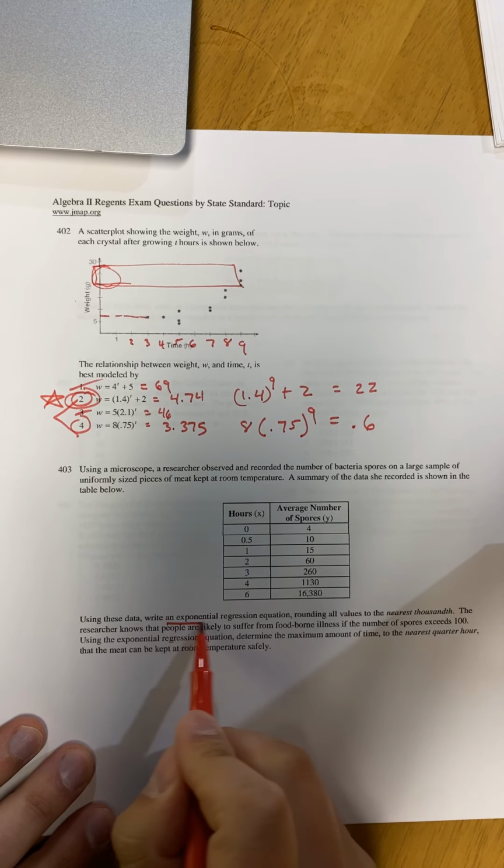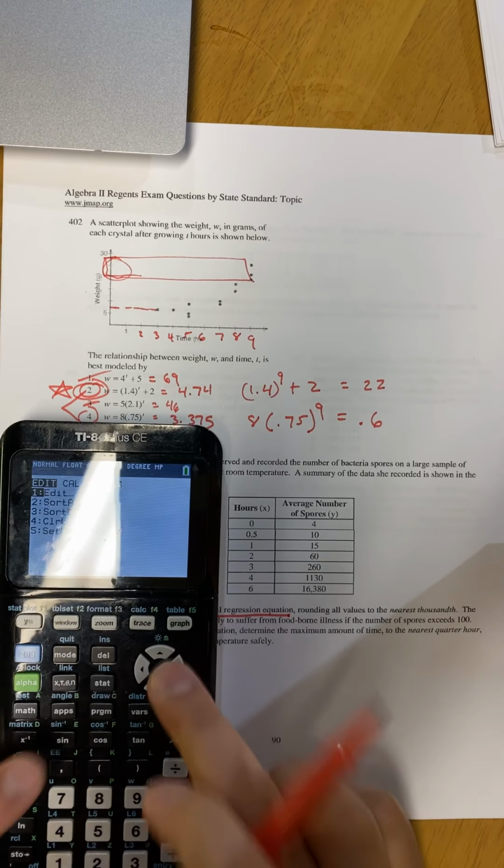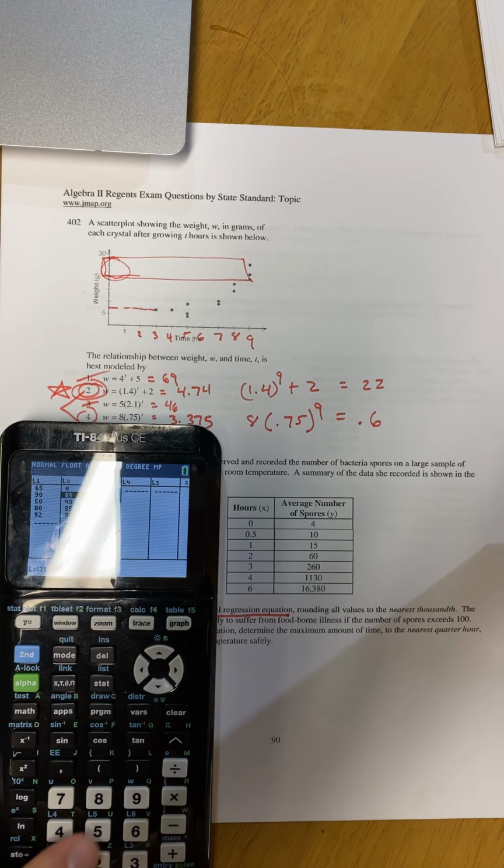403, write an exponential regression equation. So, stat, edit, plug in the values.